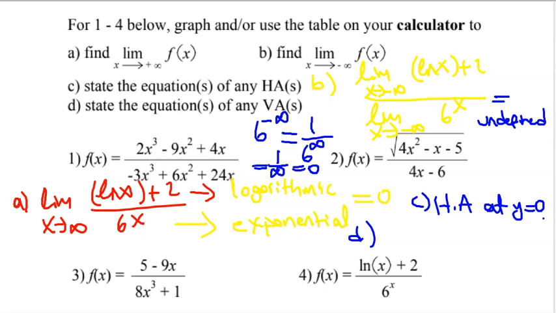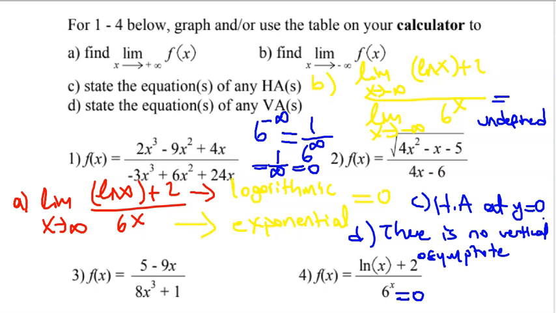And part D, we need to figure out the vertical asymptote. To figure out the vertical asymptote, I need to set this denominator equal to 0. But notice that 6 to the power of x is always bigger than 0. So there is no vertical asymptote. Part D, there is no vertical asymptote, because 6 to the power of x is always bigger than 0.